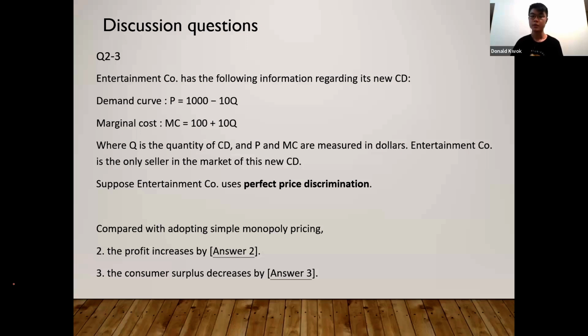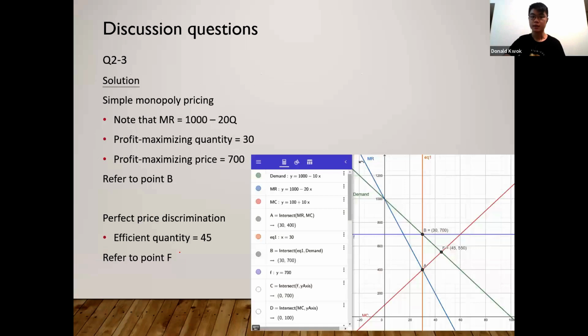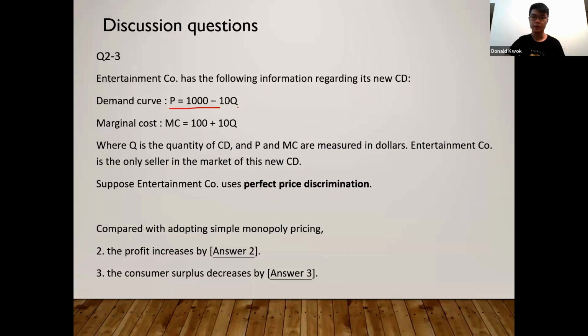In this question, we need to compare the market outcome under simple monopoly pricing and perfect price discrimination. Let's analyze the market under simple monopoly pricing first. So in this case, we'll be demonstrating the 4 universal steps that I've introduced in the previous tutorial, right? Just follow them and you'll be able to find the outcome. So step 1 is to find the demand curve. However, it is already directly given here, so we can directly use it.